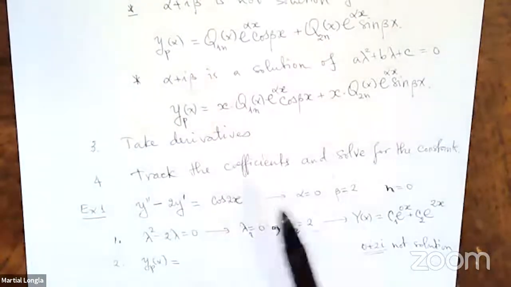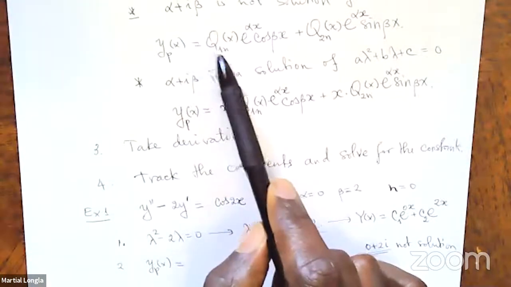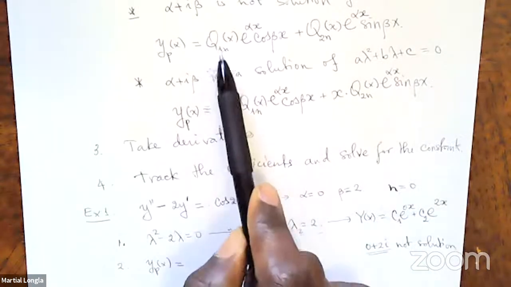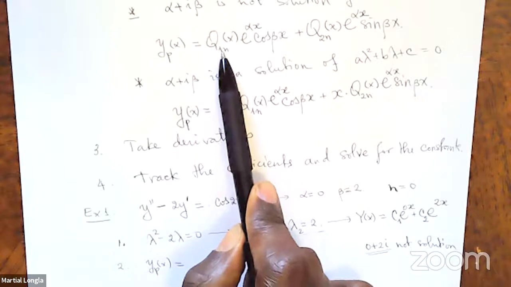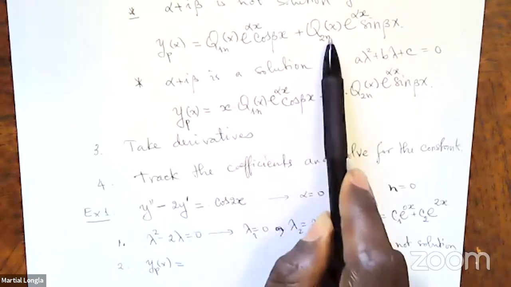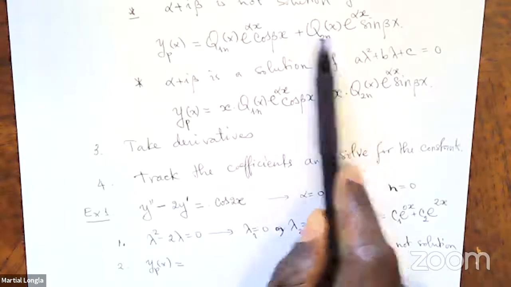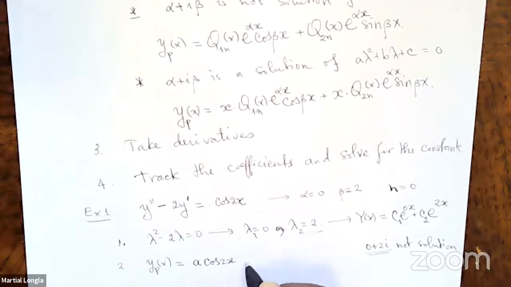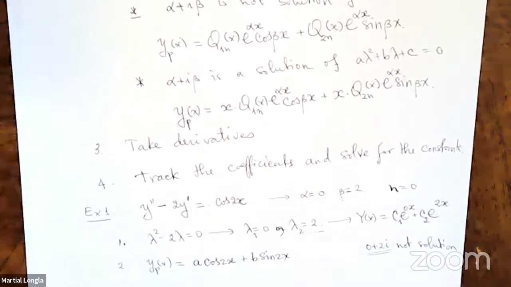So what we need to do is take a polynomial of degree n. n is 0, so a polynomial of degree 0 is a constant. A polynomial of degree 0 is another constant, so I need two different constants there. So it's going to be a cosine 2x plus b sine 2x. So that's what a particular solution would look like in this case.